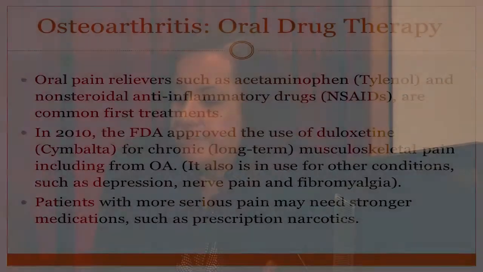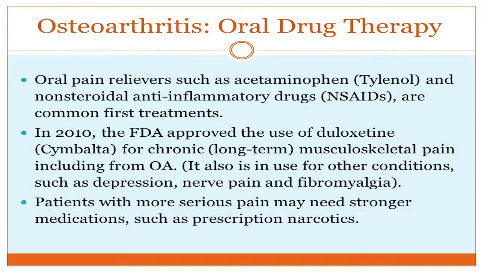Okay, so pills for osteoarthritis. Oral pain relievers such as acetaminophen or Tylenol and different anti-inflammatory medications, the nonsteroidal anti-inflammatory drugs, or NSAIDs as they are called, are common first-line treatments that are used, and we'll go into the NSAIDs in a little bit more detail coming up.